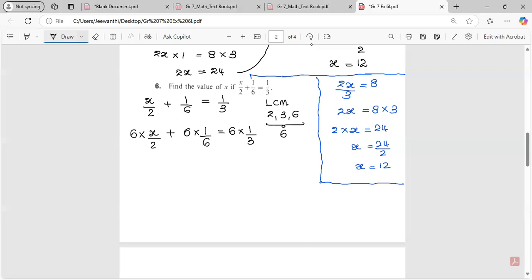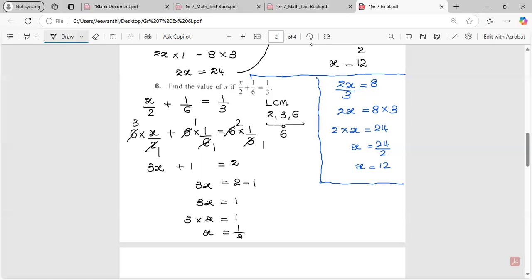Sorry about the background noise. So 2 times 1 and 2 times 3, 3x. And 6 times 1, and 3 times 2. Then what I do, I write here 3x equal to 2 minus 1. Then 3x is equal to 1, and 3 times x equal to 1, and x is equal to 1 over 3. Right?